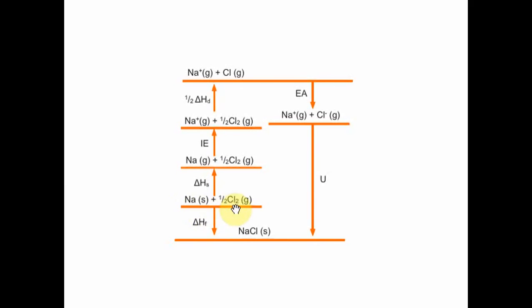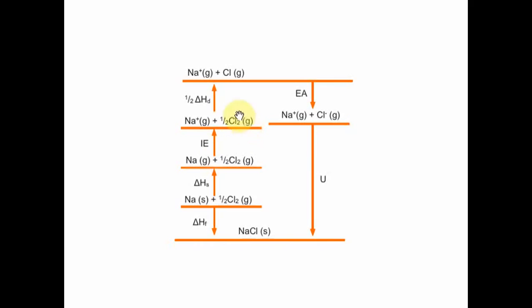So let's start with solid sodium atom and half of gaseous chlorine molecule. First of all, the solid sodium atom is converted into gaseous sodium atom. The enthalpy of this reaction is equal to the enthalpy of sublimation of sodium. Then the gaseous sodium atom is converted into sodium ion. The enthalpy of this reaction is equal to the ionization potential or ionization energy of sodium.